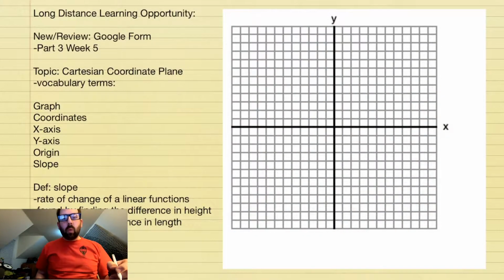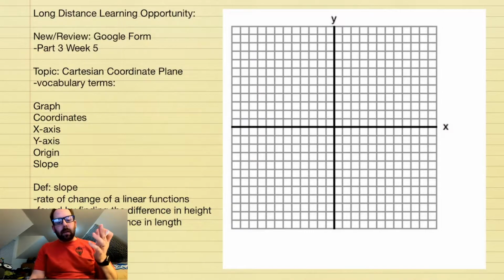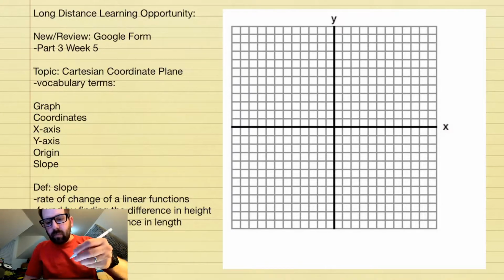But let's jump right in here and kind of look at what we're doing. What you have in front of you is the Google form and the PowerPoint that we were doing last Monday. So the idea is that we're in part 3 of week 5, and we're still dealing with slope, which is on the Cartesian coordinate plane. This is the coordinate plane that you see in front of you.